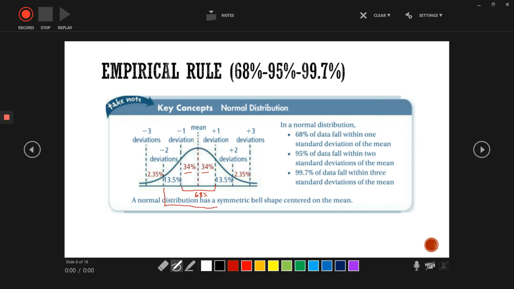And then if you add this up, 13.5 plus the 34, and the 13.5, 95% of people are falling within plus or minus 2 standard deviations. And then if you add all the rest, we get 99.7% fall within 3 standard deviations. Okay? Anything out beyond that is another definition for an outlier, right?